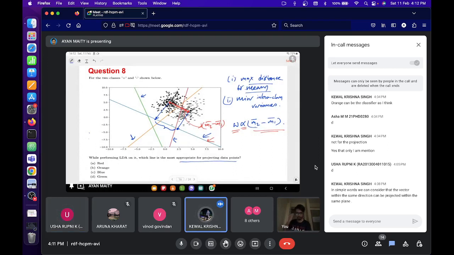Sir, a request: could you please explain whether green can be the projection? Yeah, you can. We can project the data points on the green line now, sir.